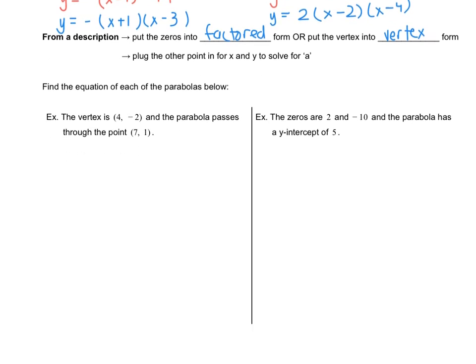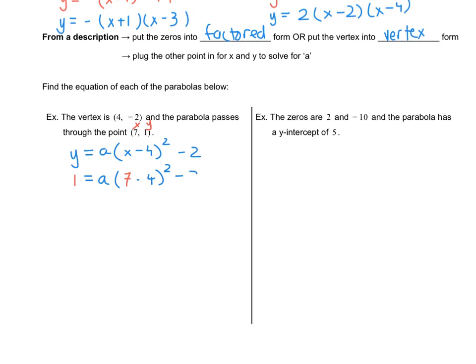So let's try our first example. The vertex is (4, -2), and the parabola passes through the point (7, 1). So we start with our vertex. I don't know my a just yet, so I'm just going to write x minus 4 squared minus 2. So I put my vertex in for that h and k value. Now, the point that we're given, 7 is x and 1 is y. So instead of writing y, I'm going to put 1. And then instead of writing x, I'm going to put 7.